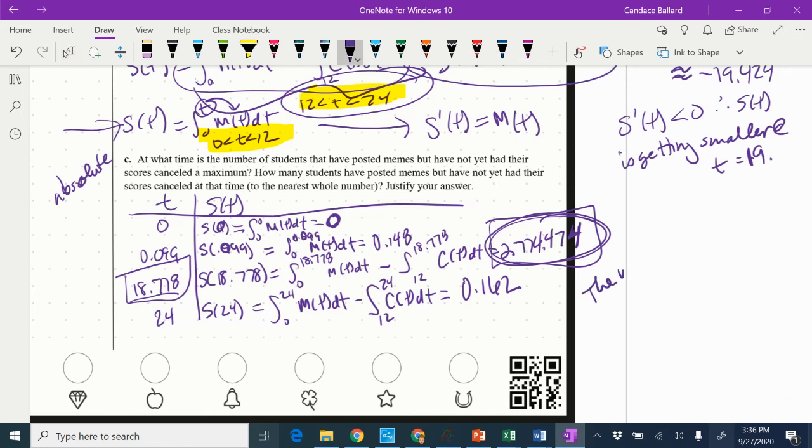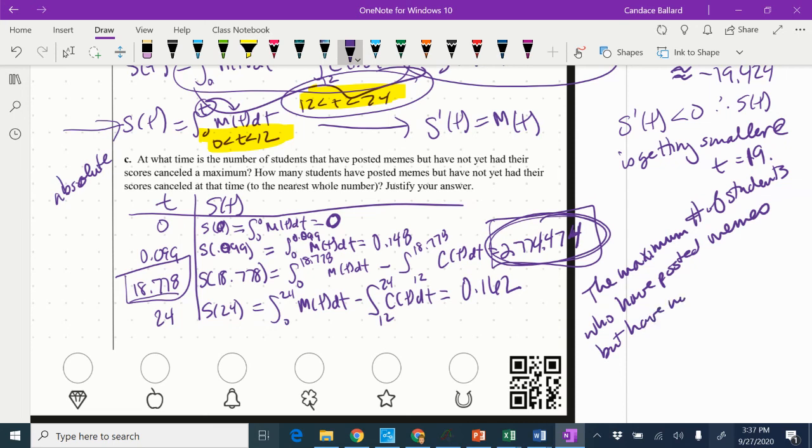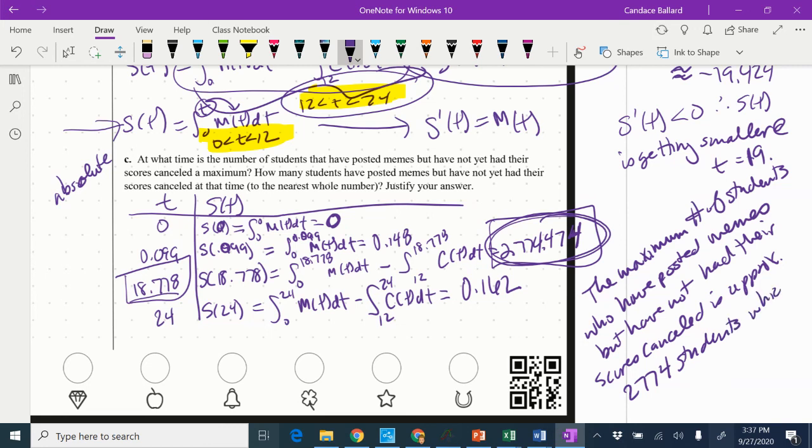All right, so we would say the maximum number of students who have posted memes but have not had their scores canceled is approximately 2,774 students, which occurred at time t equals 18.778 hours.